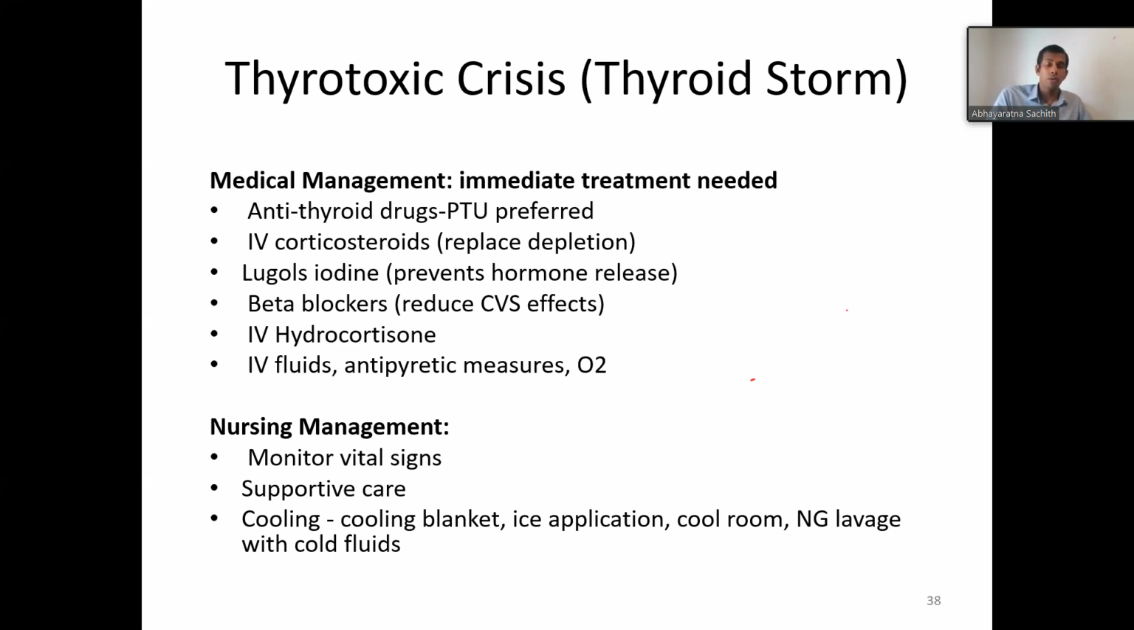And then you need to give IV corticosteroids as well, because of the increased metabolism. There is increased destruction of steroid hormones. For that, you need to give IV hydrocortisone. And then iodine can be given to quickly control the thyrotoxic state for a temporary period. Beta blockers are a must to control the cardiovascular effects. So hydrocortisone I mentioned. And then you need IV fluids and symptomatic management for the fever.